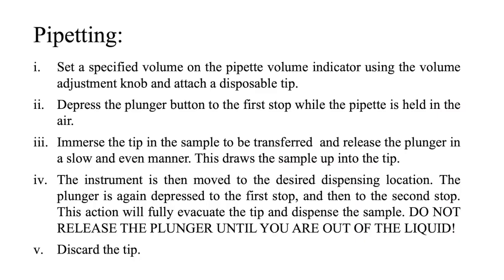So once you choose the right pipette, set the desired volume on the indicator window and then attach a disposable tip. Depress the plunger to the first stop and then immerse it into the sample, and then release the plunger back to its resting state in a very slow and gradual manner. Then move the pipette into a desired tube and then push the plunger to the first stop and then to the second stop. Take the pipette out of the tube and then release the plunger. Do not release the plunger until you are out of the liquid. Finally, discard the tip using the ejector button.